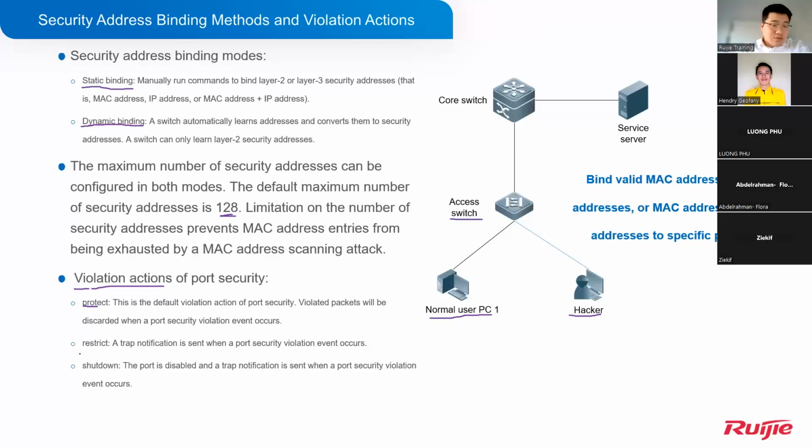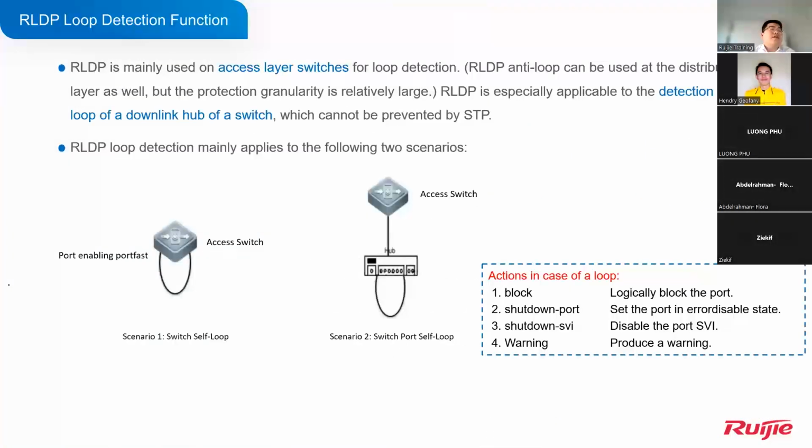Next is restrict. A trap notification is sent when a port security violation event occurs. Or shut down. Shut down is obvious. Once the violation occurs, the port will be disabled. The port is disabled and the trap notification is sent when a port security violation event occurs. Since the port is disabled, if you want to recover, you have to do it manually. Okay, this is about the security address binding, and next is about the IODP.